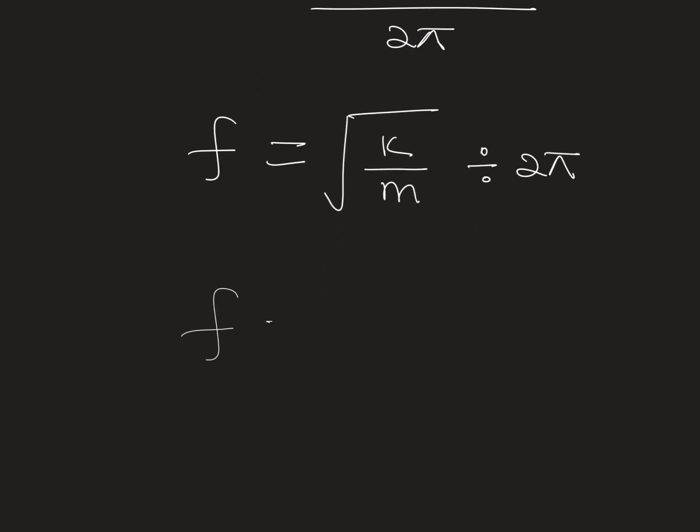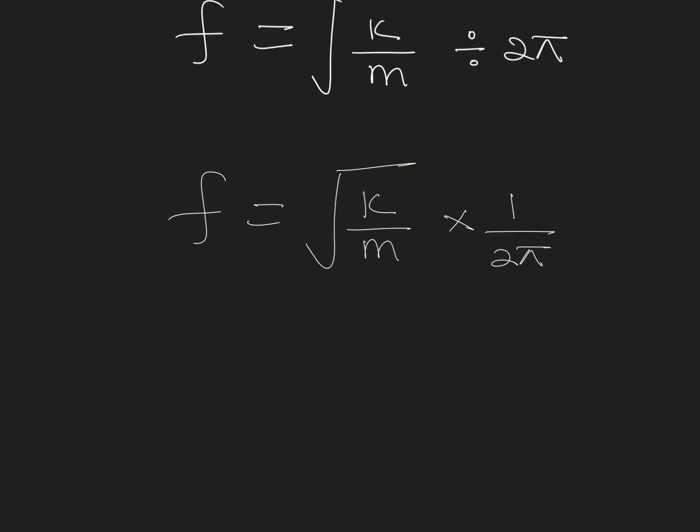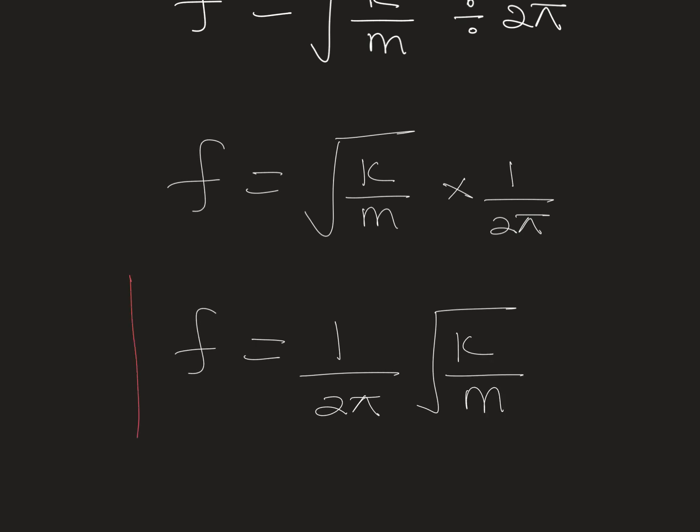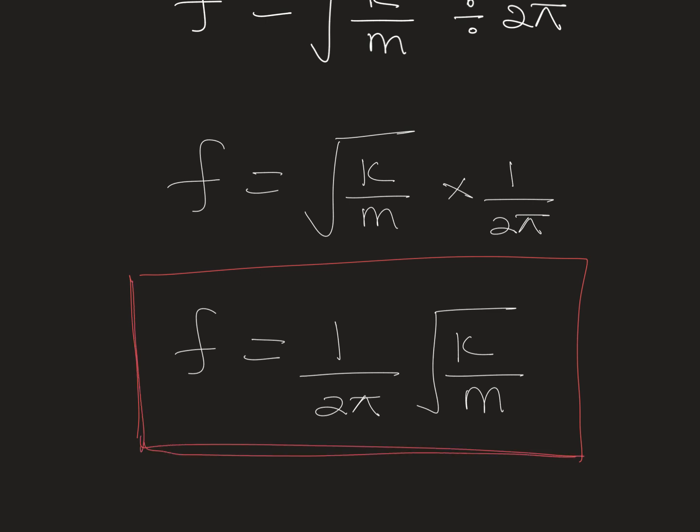So you can say F is equal to the square root of K over M times 1 all over 2 pi. So that will be the same as F is equal to, if we bring 1 over 2 pi in front, we'll have 1 over 2 pi the square root of K all over M. This is how we have the formula for the frequency.